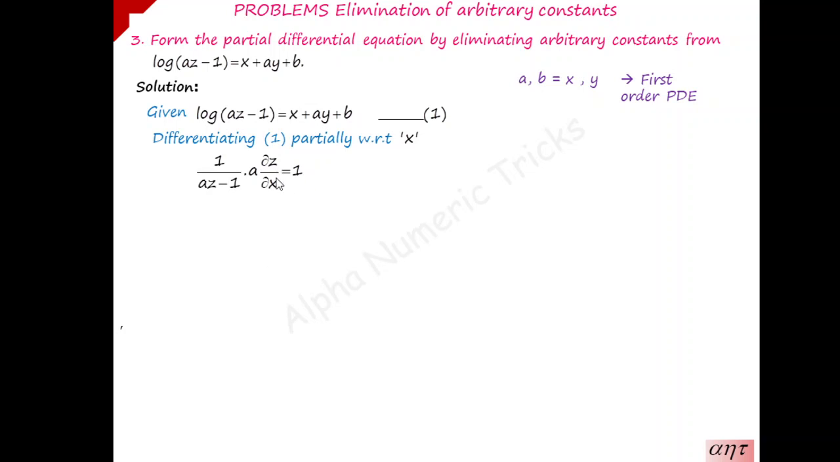Now you have to use the notation dou z by dou x as p. So you have 1 by az minus 1 into ap is equal to 1. Number that equation as 2.